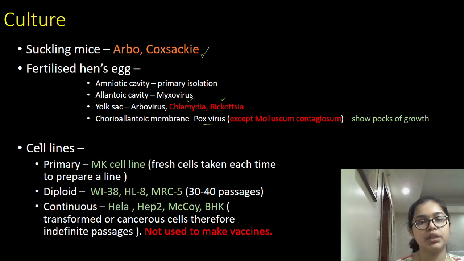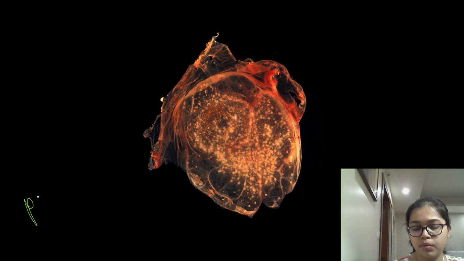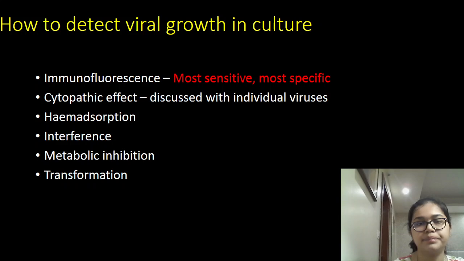Cell lines can be used for culture of viruses. Primary, like MK cell line, where fresh cells have to be taken each time to culture the virus. Diploid, like WI38, HL8, MRC5, where the virus can be passed through the same cell line 30 to 40 times. Also continuous, like HeLa from cervical cancer cells, Hep2, McCoy, baby hamster kidney. These are either transformed or cancerous cells. Therefore, an indefinite number of passages can be made, but at the same time, they cannot be used for making vaccines because they are cancerous cells. These are the pocks of growth produced by the pox virus on chorioallantoic membrane.